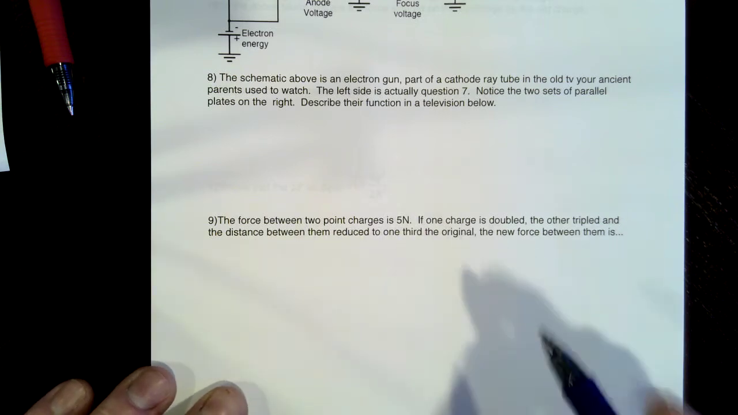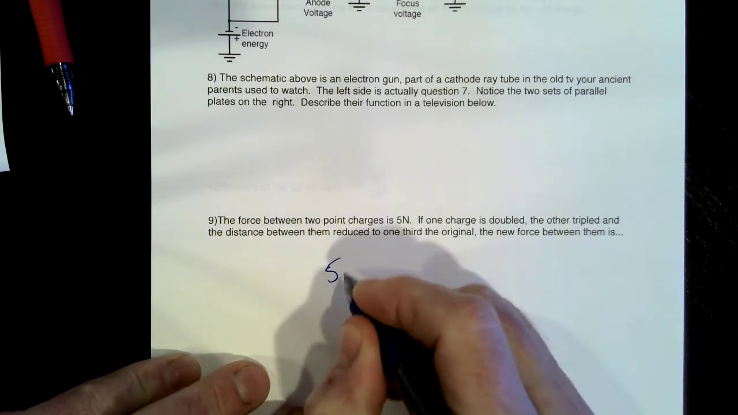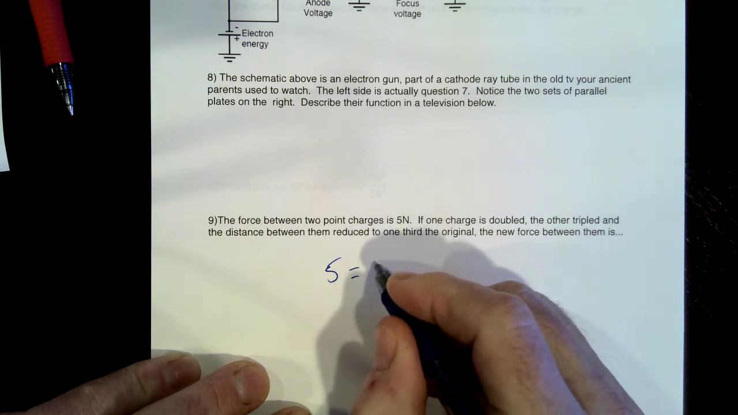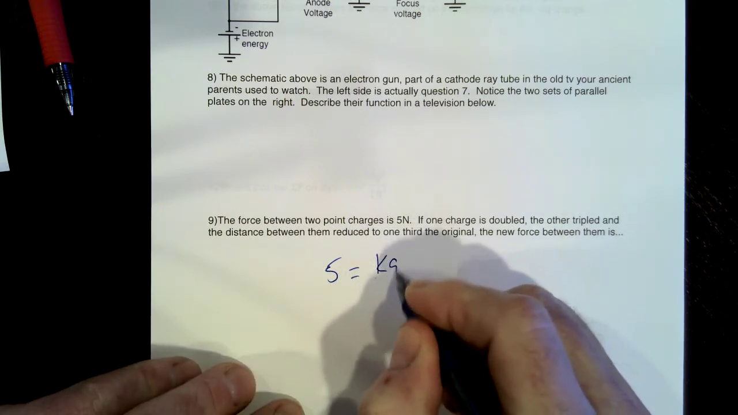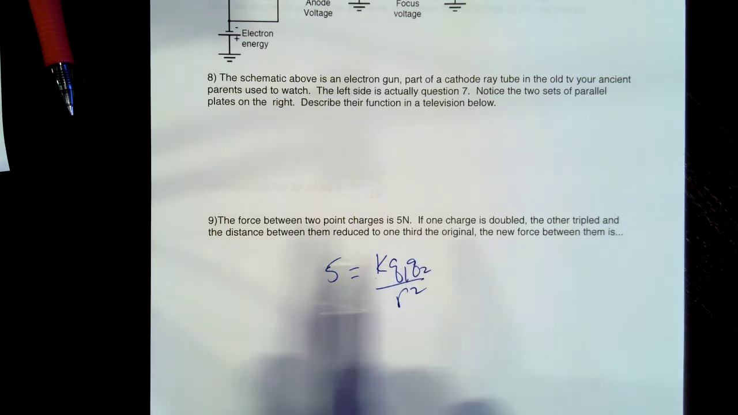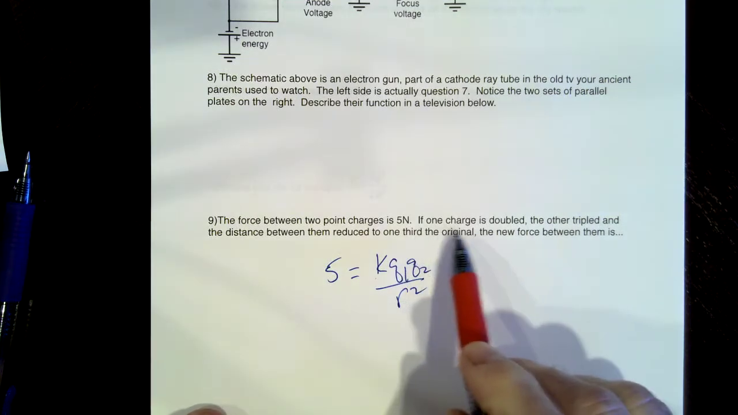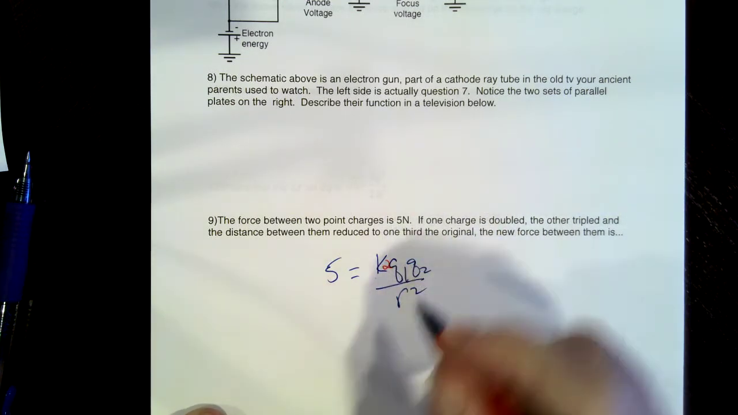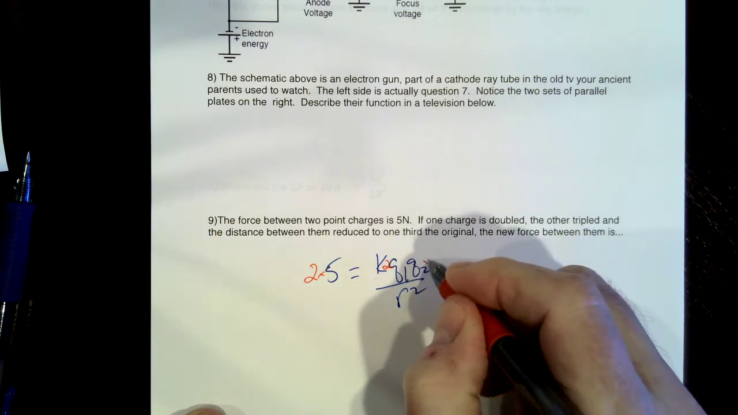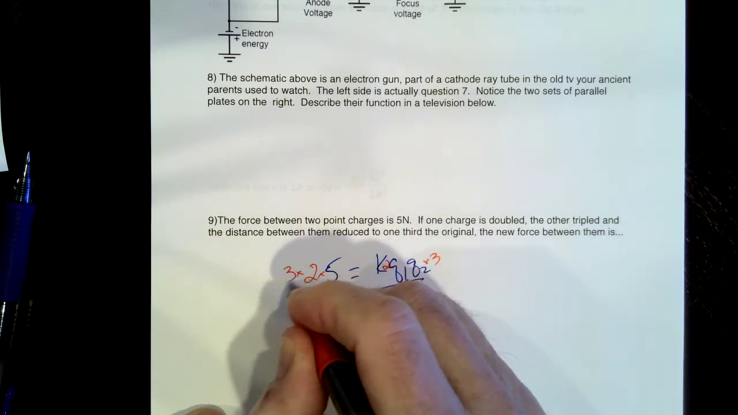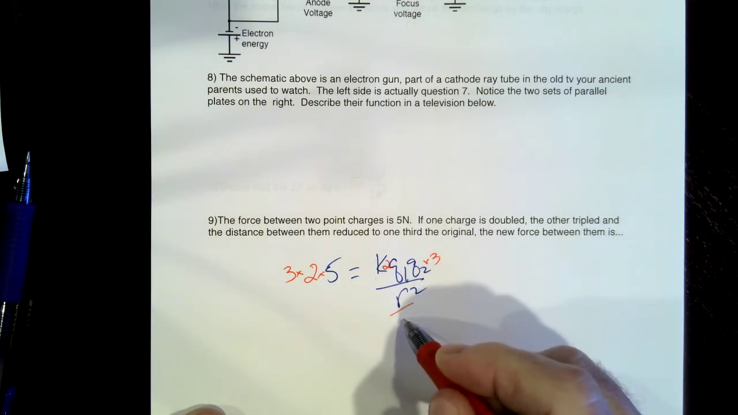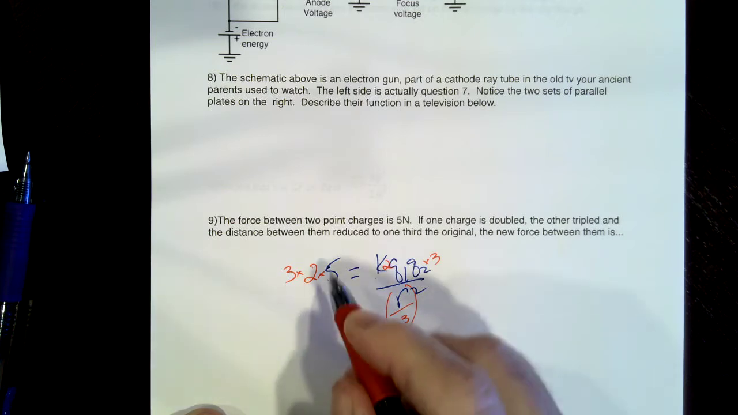Force between 2 point charges is 5 newtons. So 5 equals, okay, this is the double this, half that thing. So you get 5 when you put in k Q1 Q2 over r squared. Let's change what they say to change on the right. One charge is doubled. I'm going to double that guy. The other is tripled. I got to triple this guy. Distance between them is reduced by 1/3. That gets divided by 3. That means this gets divided by 9.